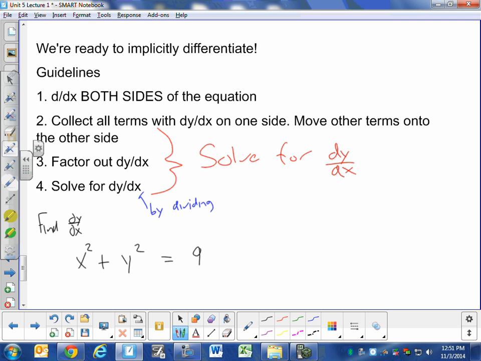Okay, really it's just two steps. Take the derivative and then solve for dy/dx. However, it's solving for dy/dx that people have problems with once our implicit equations get more difficult.